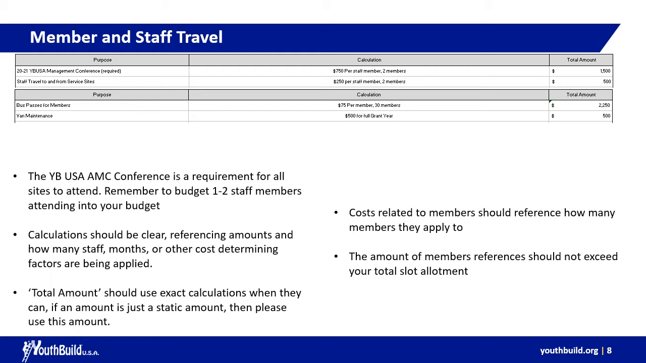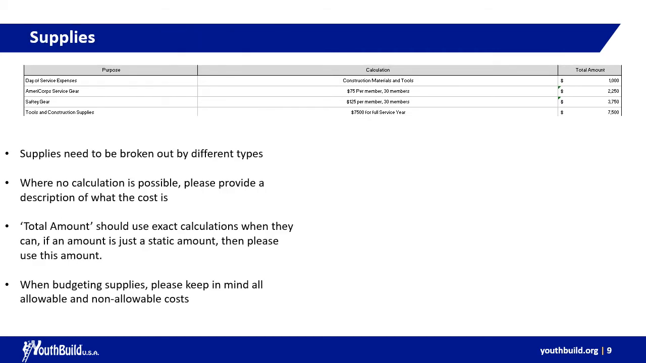Costs associated with staff or members should reference how many of those parties those costs are associated with. As such, you should never exceed the amount of allotted slots if you are billing costs that are associated with members. Supplies should be broken out by what those supplies are being used for. This example uses the ones provided in the budget template, however you may need more or less than this. As these costs are sometimes just whole amounts, you are not required to provide a calculation, however you should still provide one if you can.